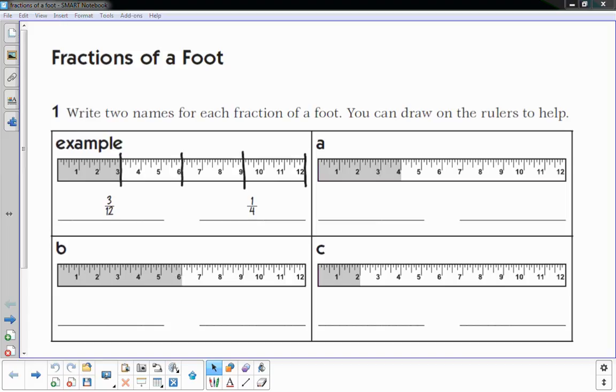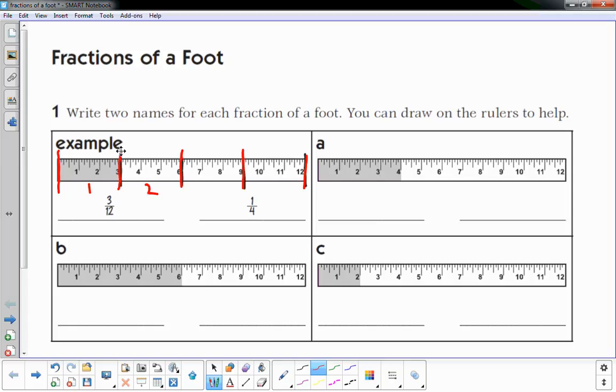Write two names for each fraction of a foot. You can draw on the rulers to help. So the example, they showed a shaded region and how they divided it up into sections so they could visualize what that shaded region might be. And it's this one shaded region of 4 would mean that you have 1 of 4. So 1/4. And basically I'm talking about this fraction here.